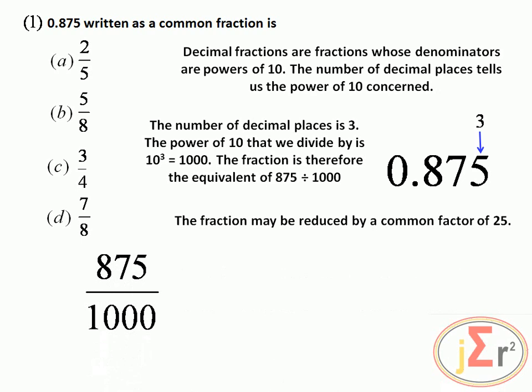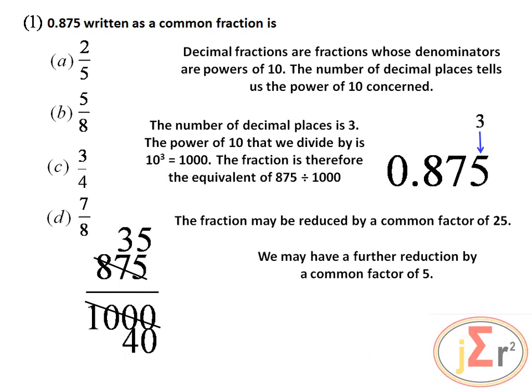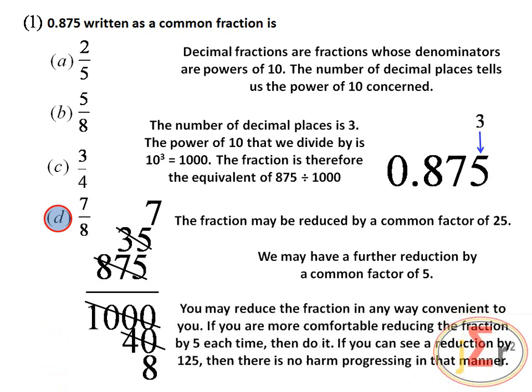The fraction may be reduced by a common factor of 25. 25 into 1000 is 40, and 25 into 875 is 35. We may have a further reduction by a common factor of 5. 5 into 40, 8, and 5 into 35, 7. The correct answer is option D.